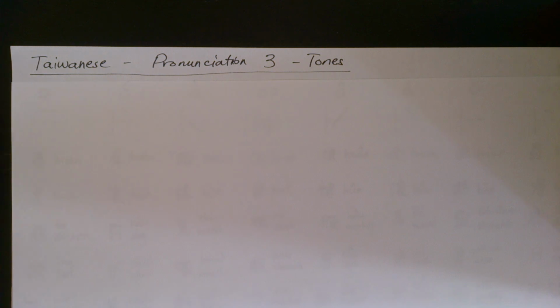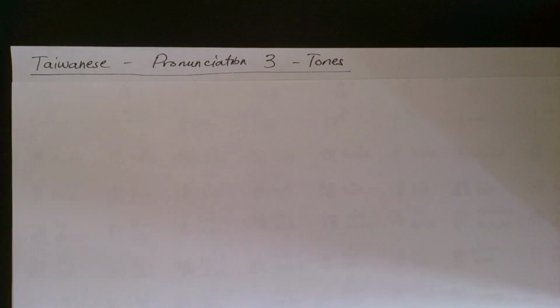So far in part 1 we covered the syllable initial sounds. In part 2 we covered the syllable final sounds. And today we're going to cover what I think is probably the most important part of making sure that you are understood when you speak Taiwanese, the tones. So if you're familiar with Mandarin tones, that's good, you've got a good start already, or another tonal language like Thai. But the tones in Taiwanese are a bit different, and there's quite a few of them.